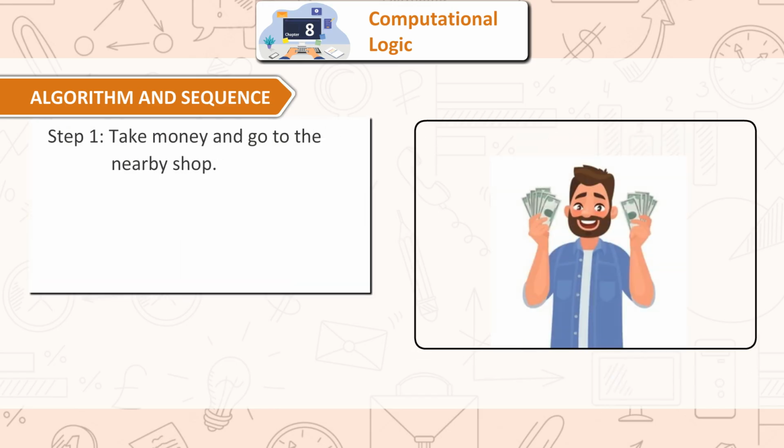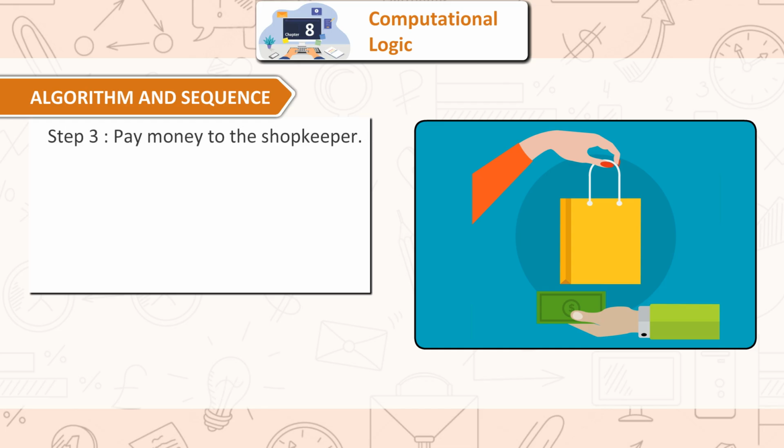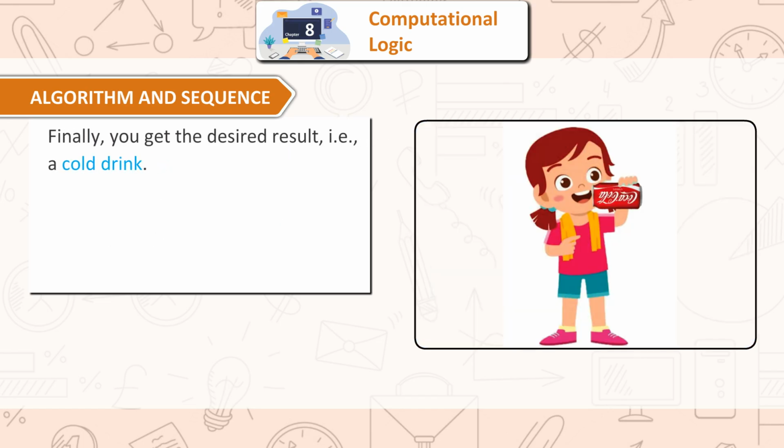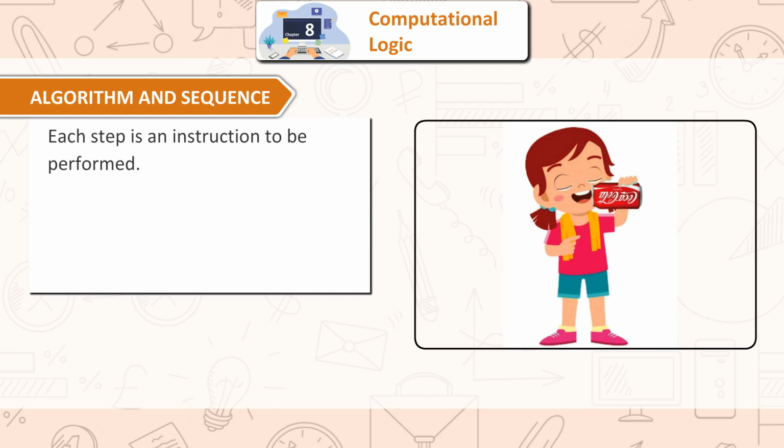Step 1. Take money and go to the nearby shop. Step 2. Choose the cold drink of your choice. Step 3. Pay money to the shopkeeper. Step 4. Take the balance amount, if any. Finally, you get the desired result, that is, a cold drink. Here, we have created an algorithm that consists of these steps. Each step is an instruction to be performed.